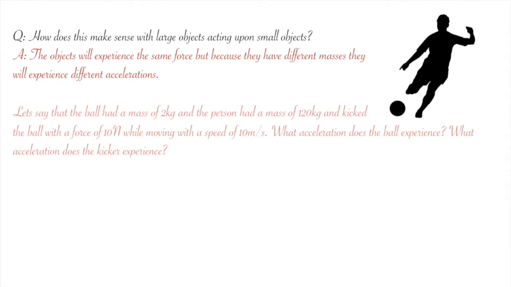And so that's just an example of how this equal and opposite reaction law, this third law, affects objects in motion. But now, I think probably one of the hardest things to understand is when big objects hit little objects, because it just doesn't really make sense that if you pull with 500 newtons on an elephant's tusk, that tusk is going to pull with 500 newtons back, even though the elephant is significantly larger than you. So, question: how does this make sense with large objects acting upon small objects? The answer: the objects will experience the same force, but because they have different masses, they will experience different accelerations.